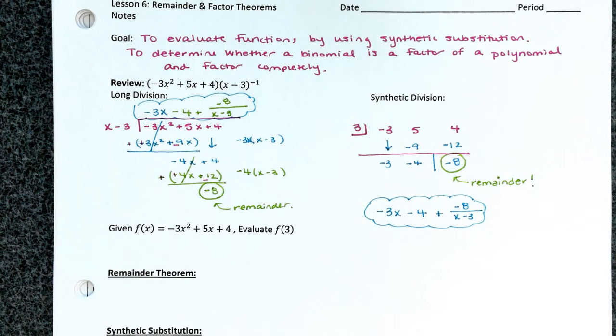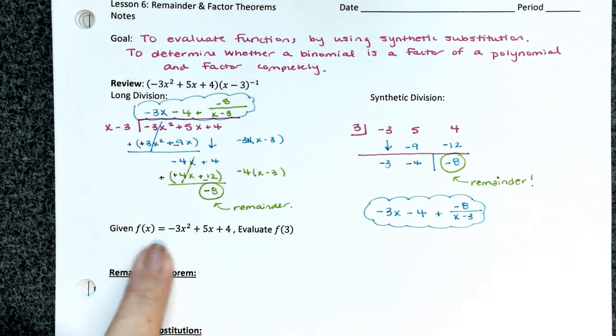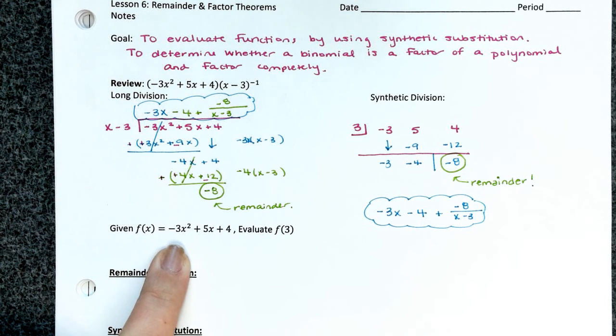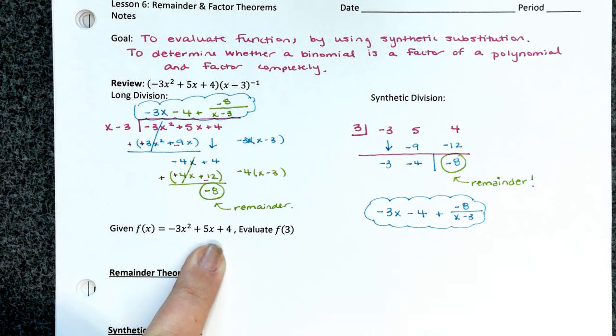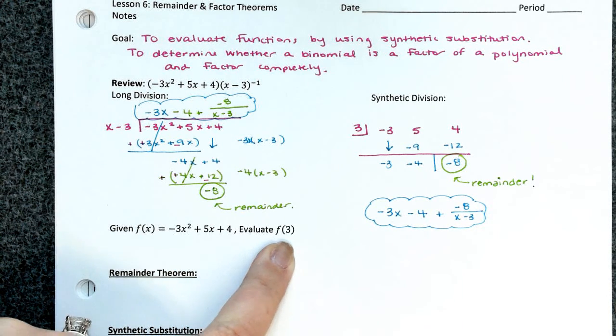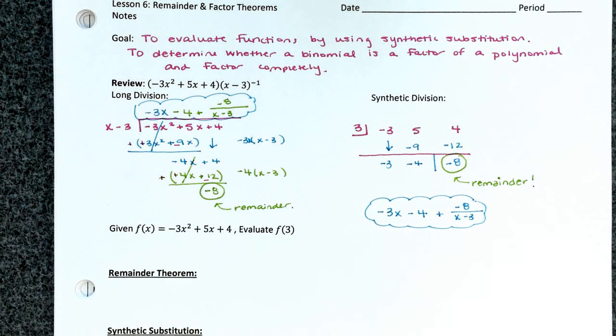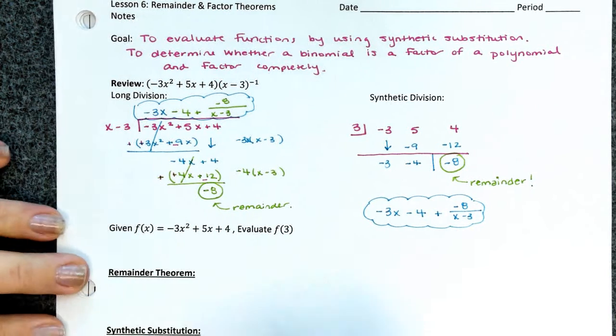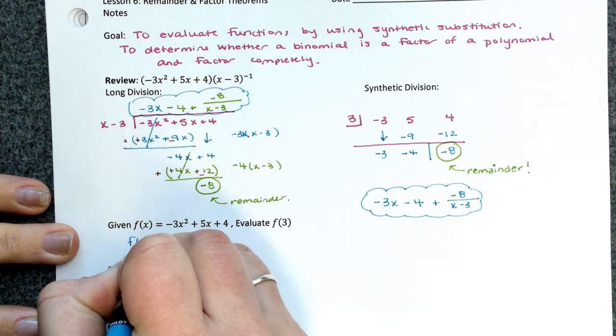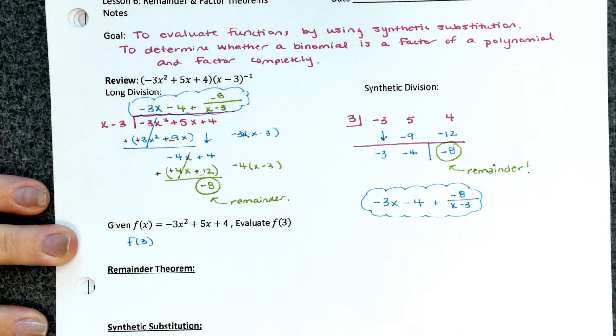Okay. The next problem it says is given f of x is equal to negative 3x squared plus 5x plus 4. Evaluate f of 3. So what are we going to do to evaluate f of 3 here? Plug in the 3. So all we're going to do is we're going to take f of 3. The x is replaced by 3.